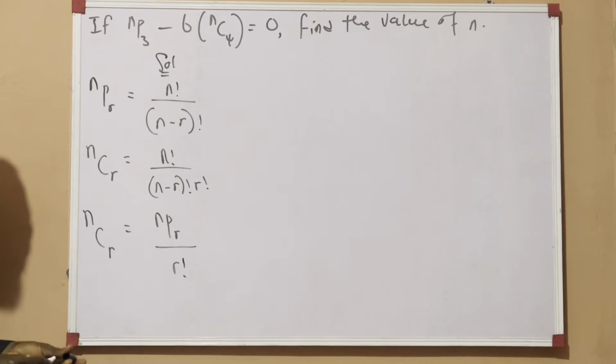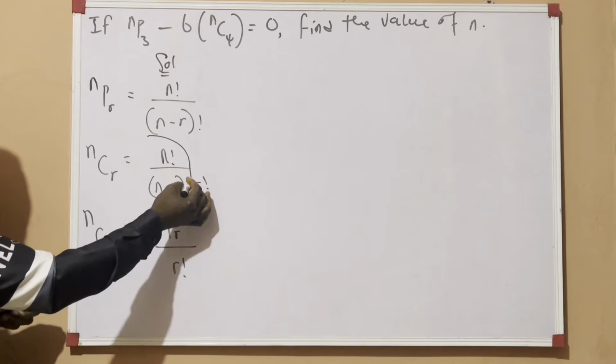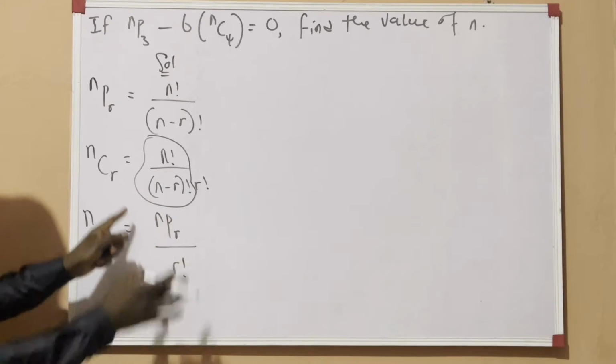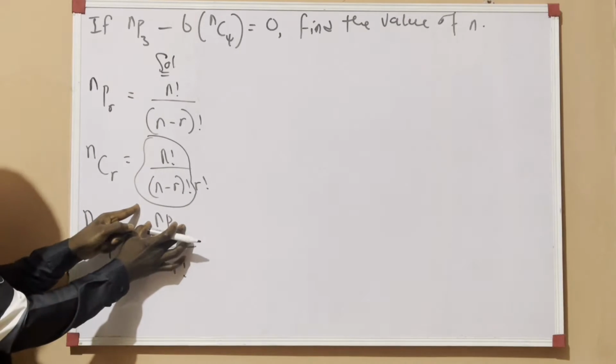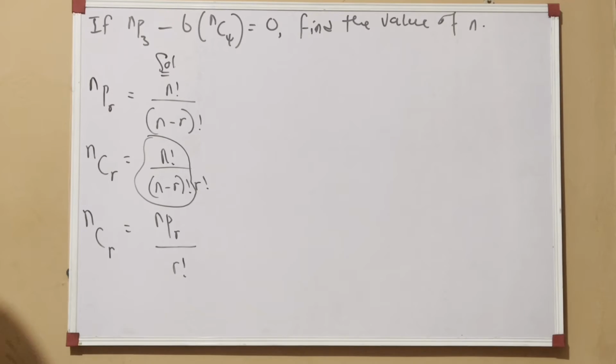It is the same thing because if you circle this part out, this alone without the r factorial is the permutation formula. So if we take this as the permutation formula, it becomes over r factorial. So this formula and this formula are both the same.